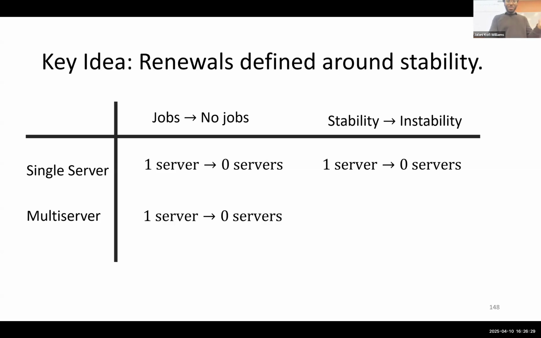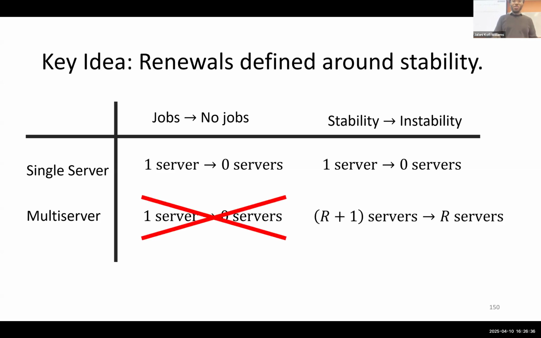Now, of course, if you try to use this jobs to no jobs transition in the multi-server setting, that doesn't end up working. But if you define your renewal around stability, this transition from R+1 servers to R servers, then you're going to get a pretty nice renewal cycle. And actually, if you look at traces, it seems like there is a right renewal cycle to pick, and this is it. Sorry, it's R again. R is K times rho, and it's the average number of busy servers in your system. Alternatively, you can think about R as the number of servers that is required to stabilize your arrival rate. It's natural that you consider R+1 and R.